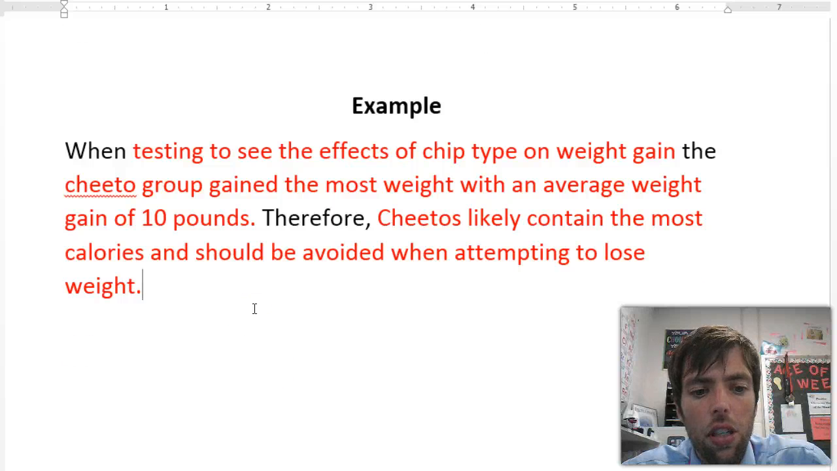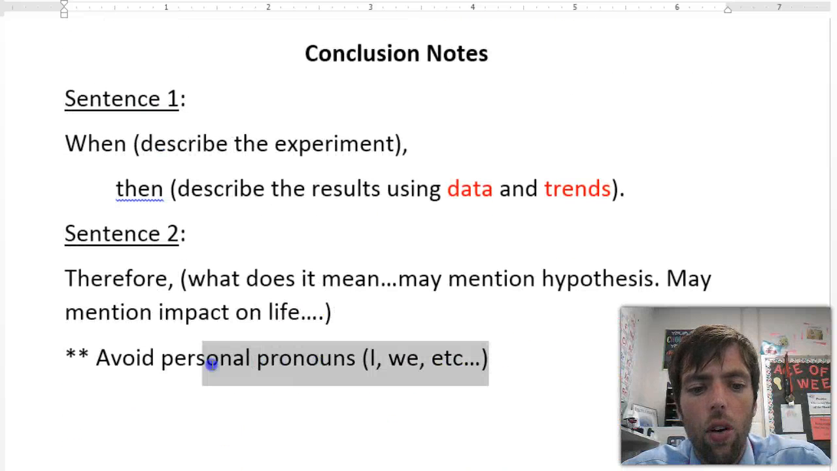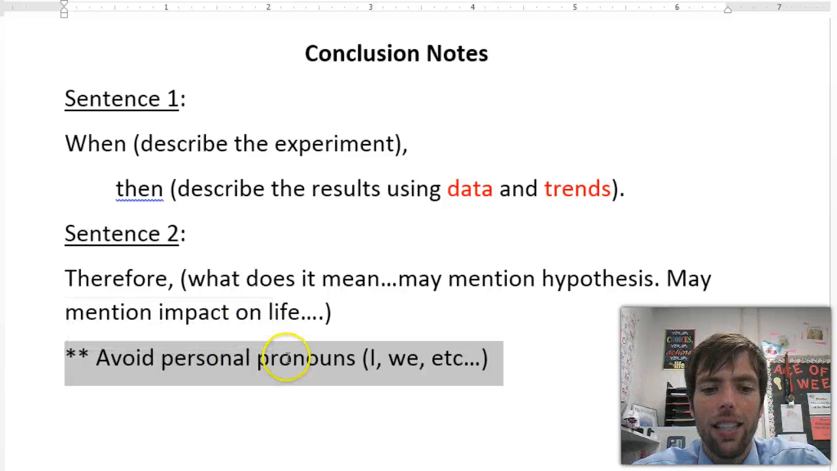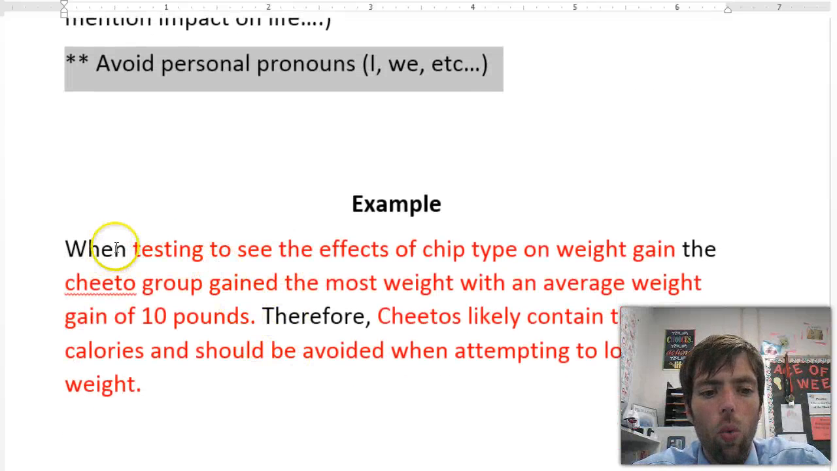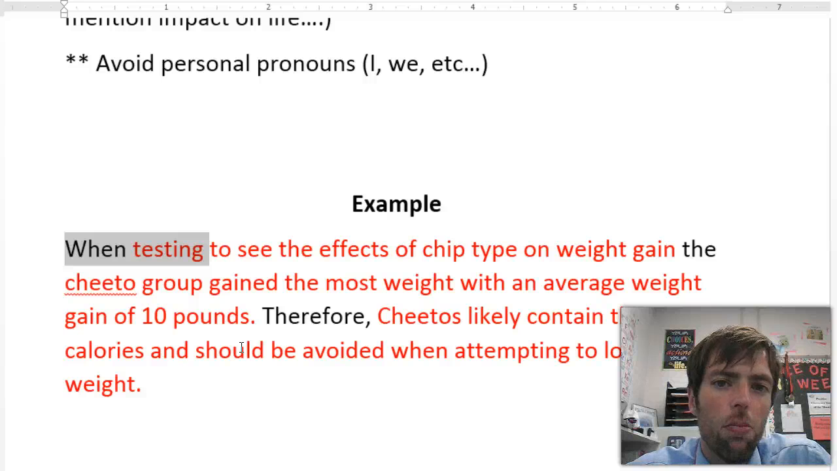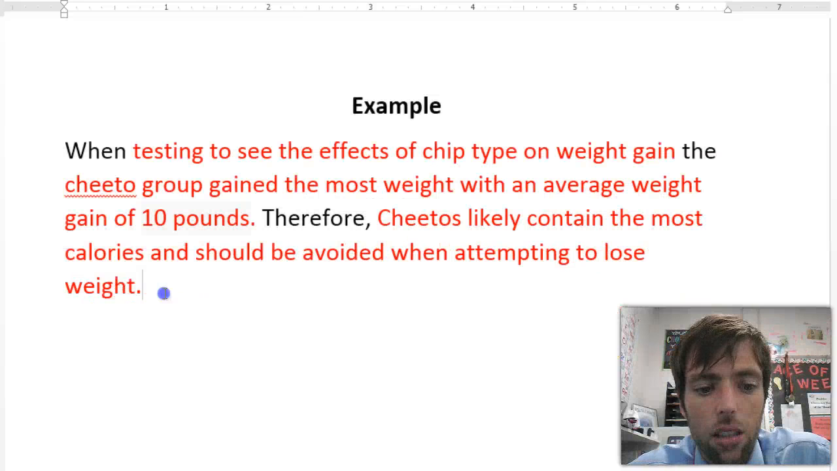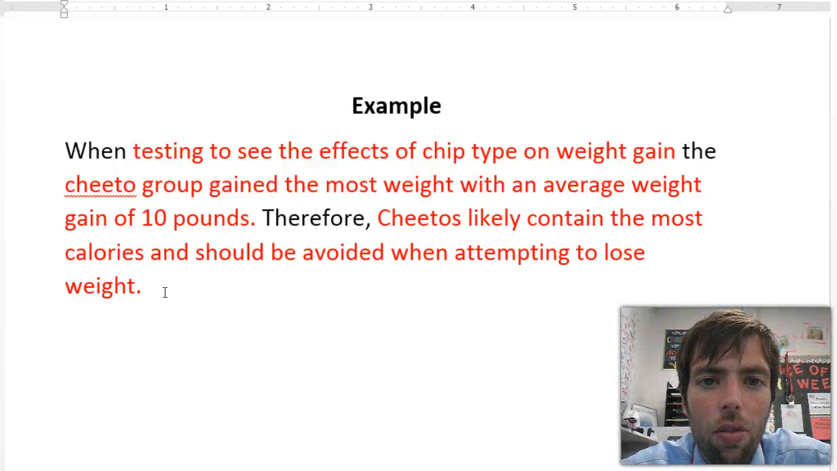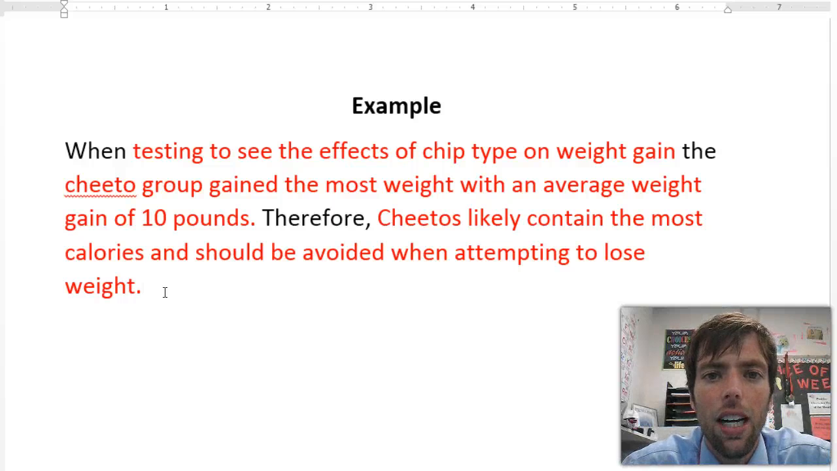Notice in this conclusion, I also followed this rule here of avoiding personal pronouns. Your conclusion is going to sound more robust and scientific if you don't say, when we tested to see the effects, or therefore Cheetos likely contain the most calories and should be avoided when I attempt to lose weight. So we try to drop all personal pronouns when writing a conclusion. Boom. There you go. That's the type of conclusion I'm looking for. Many teachers will have different ways of writing it, but those are the types of conclusions I need.